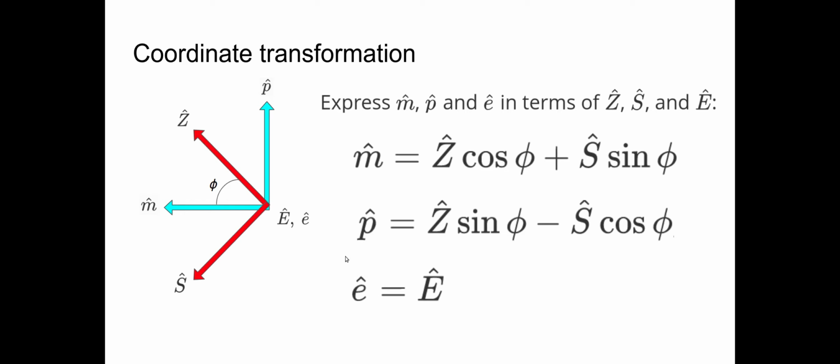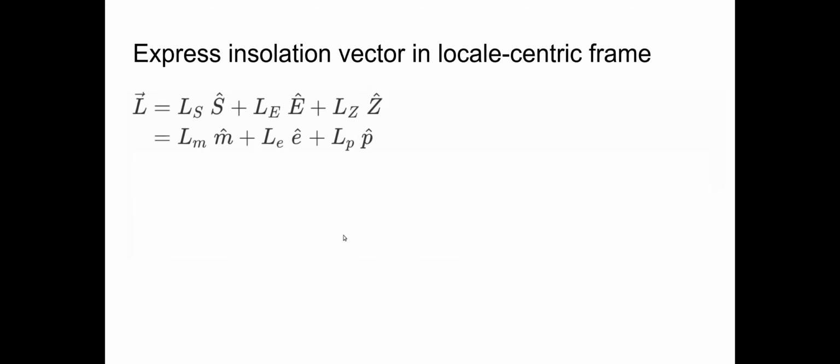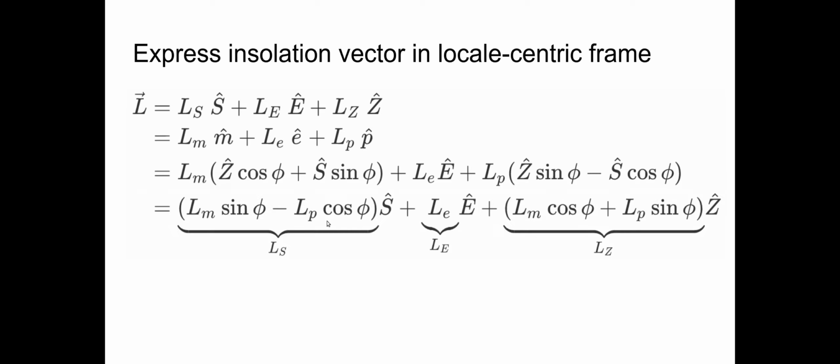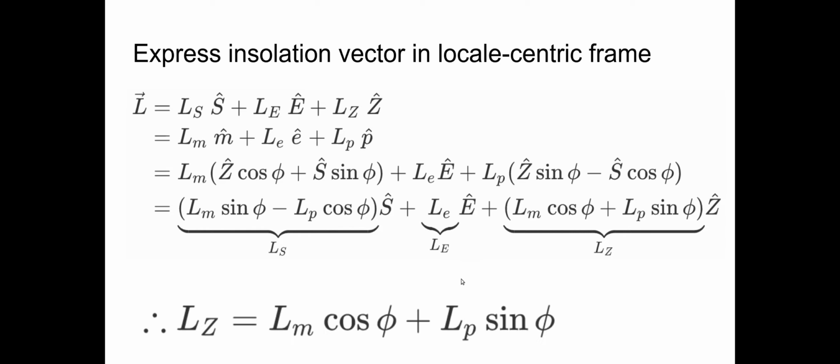The final step is then to substitute these expressions into the insolation vector equation. After doing that, this is what we get. And after rearranging the terms, we obtain this final expression. By setting the final expression equal to the top expression, we can finally solve for L sub z as L sub m times cosine phi plus L sub p times sine phi. So that's all for this video, and I hope that helps.